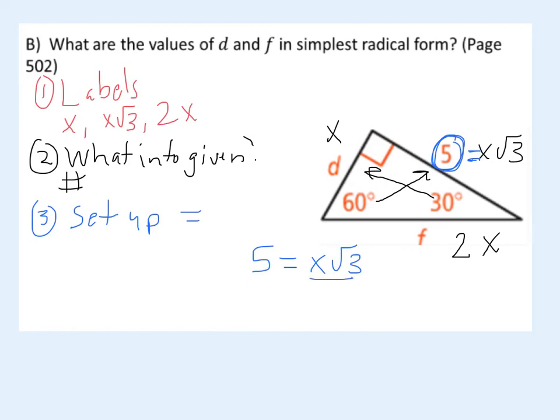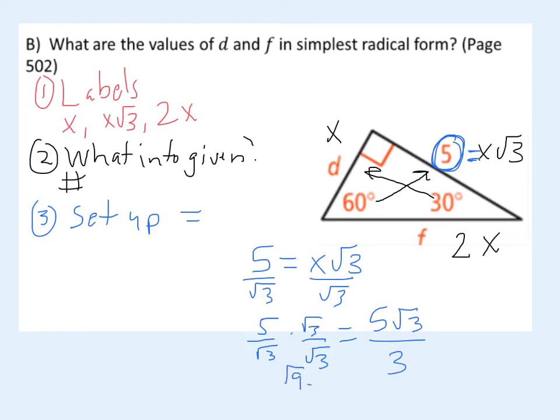So here I'm going to divide by square root 3, and again, you have to rationalize your denominator. You cannot leave it as square root 3. So I'm going to multiply by square root 3 over square root 3. So this becomes 5 square root 3 over 3, because it's square root 9, and the square root of 9 is 3. So now that's what x is equal to, right here.